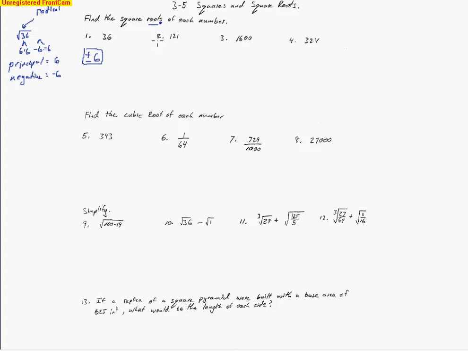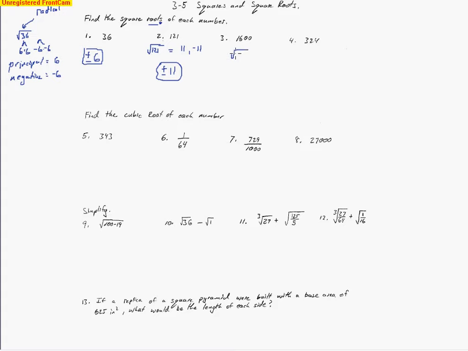So for the next one, we're just looking for the square root of 121. So what two numbers multiply to make that? Well, one would be 11, the other would be negative 11. Because 11 times 11 makes 121, so does negative 11 times negative 11. So that's why we've got those two answers there of positive 11 and negative 11.